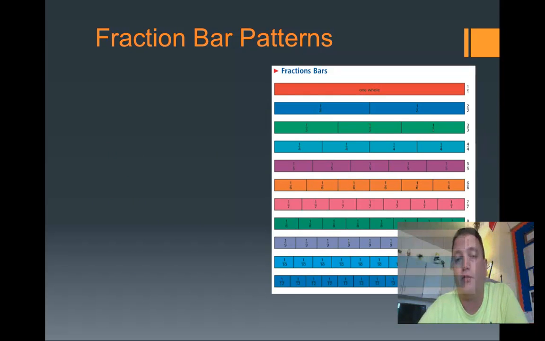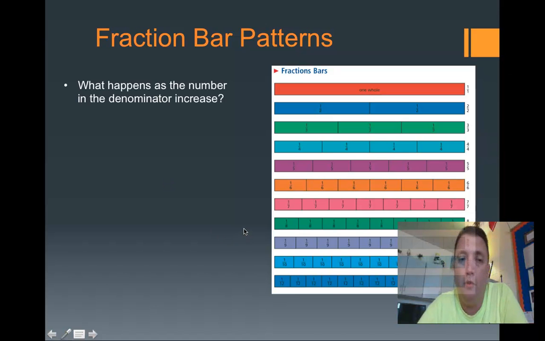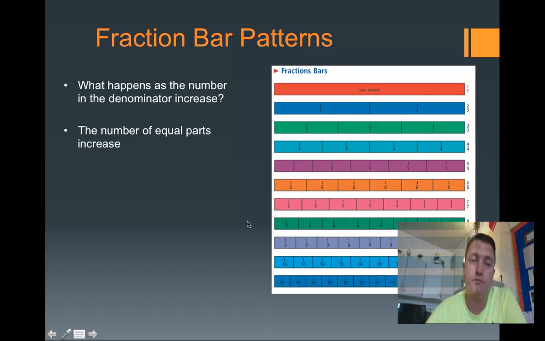So let's look at fraction bar patterns for just a moment. You can see I've got these fraction bars over here. And you can see in each one of these, the whole, or the length of the fraction bar, is exactly the same. So what happens as the number in the denominator increases? So we go from 2, 3, 4, 5, 6, all the way up to 12. What's happening to that whole as the number in the denominator increases?